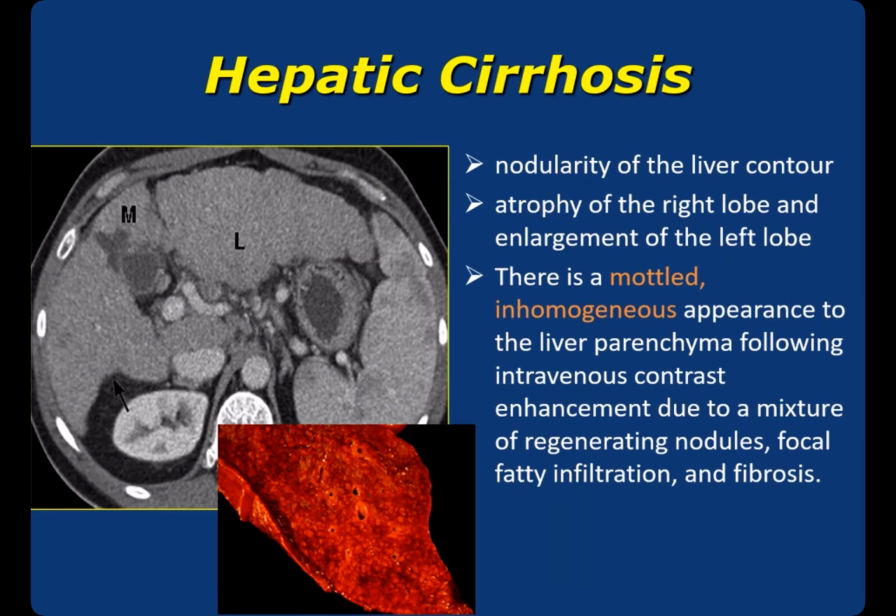In this case, we can see the nodularity. Here we can see the nodularity of the liver contour and atrophy of the right lobe and enlargement of the left lobe. And there is also a mottled inhomogeneous appearance to the liver parenchyma. We can see the mottled inhomogeneous appearance of the liver parenchyma following intravenous contrast enhancement due to a mixture of regenerating nodules, focal fatty infiltration, and fibrosis.